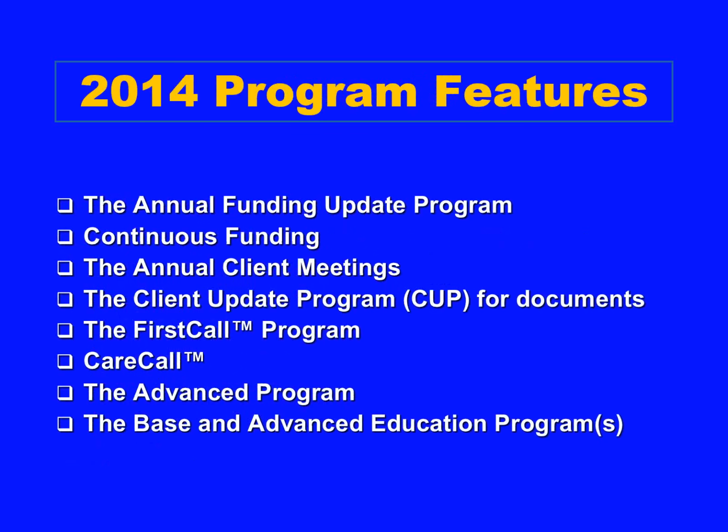So, program features. First thing, of course, that happens in the year is the annual funding update program. We need to do that every year so that we can be sure that we know what you have and what it's worth. And that helps us with the state settlement, whether you're disabled or you die. And that's fundamental to an updating program. And because we found that it made sense for us to continue to do the funding, we now do continuous funding, whereas before we just helped people.